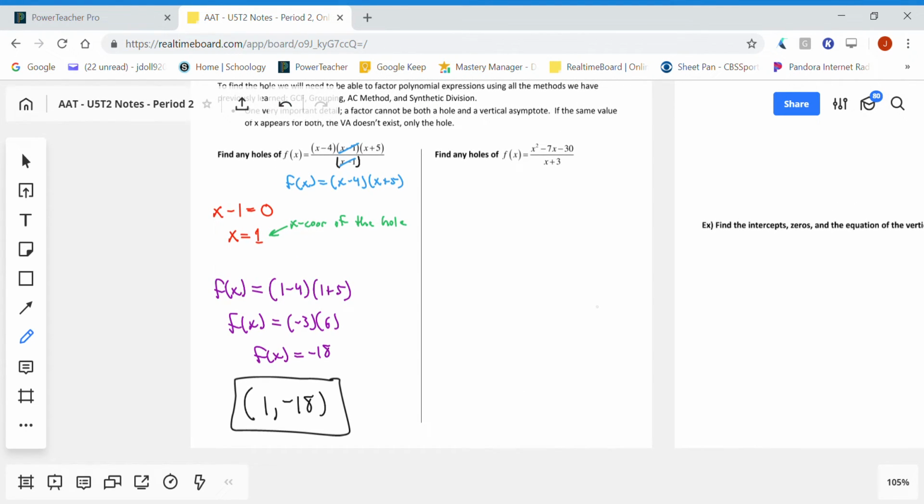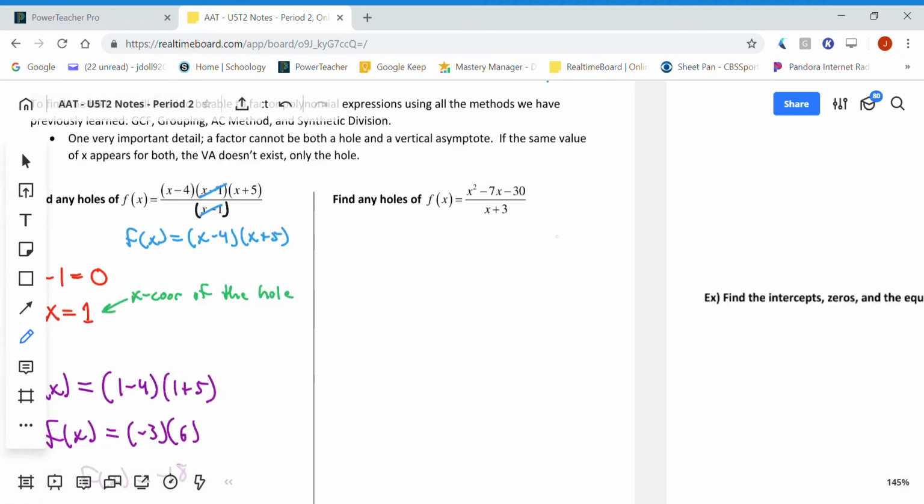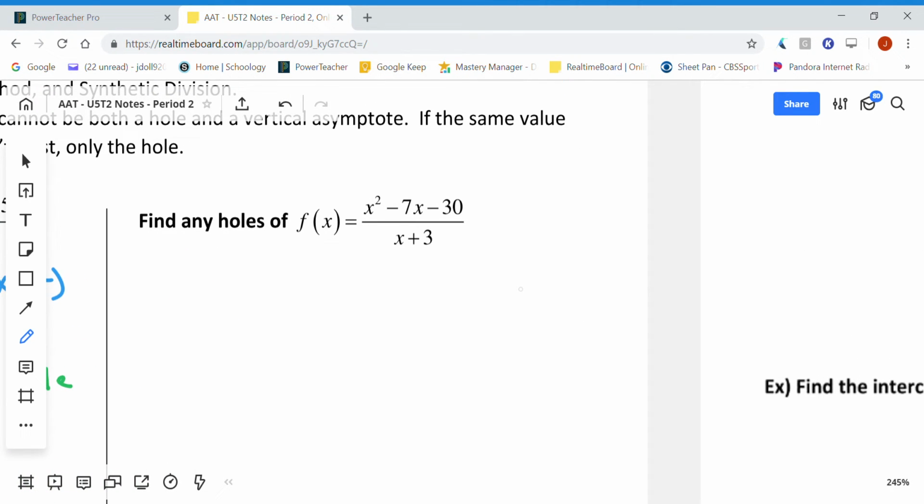All right, so pretty straightforward. If factors cancel, numerator and denominator, then we set that factor equal to 0 and solve for x to find the x coordinate, then substitute for x back into the simplified equation after it's been canceled and solve for y. It becomes a little more challenging here when the numerator is not factored.